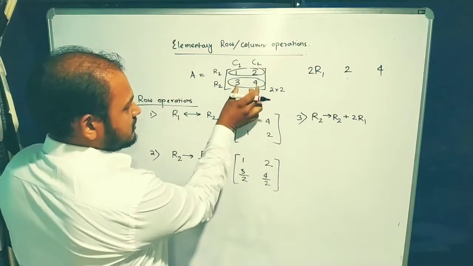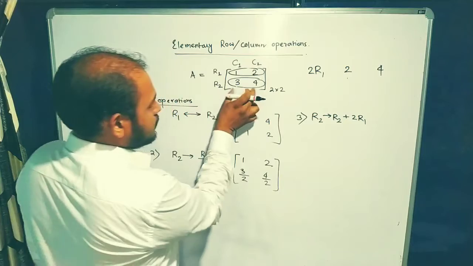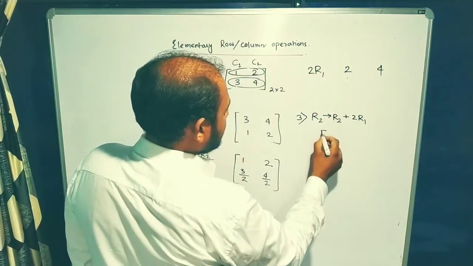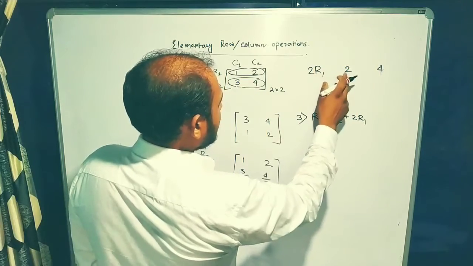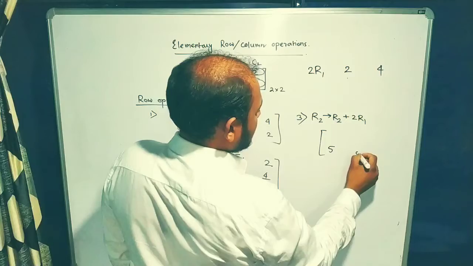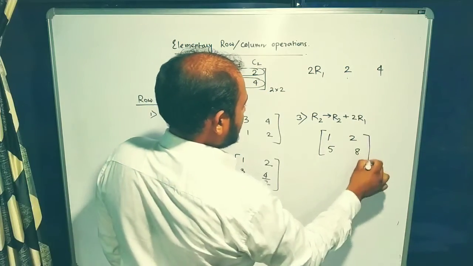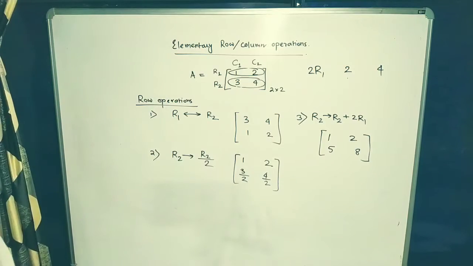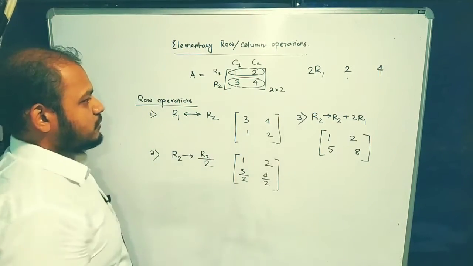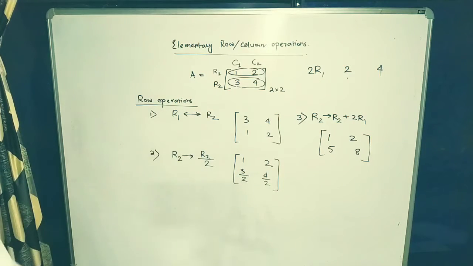Now do this, that R2 added with 2R1. R2 plus 2R1. Then 3 plus 2 will become 5. And 4 plus 4 will become 8. And the first row remains the same. So this is the matrix that we are left with. So these are three types of row operations that we perform. In a similar way, we can deal with the column operations in a very similar manner.